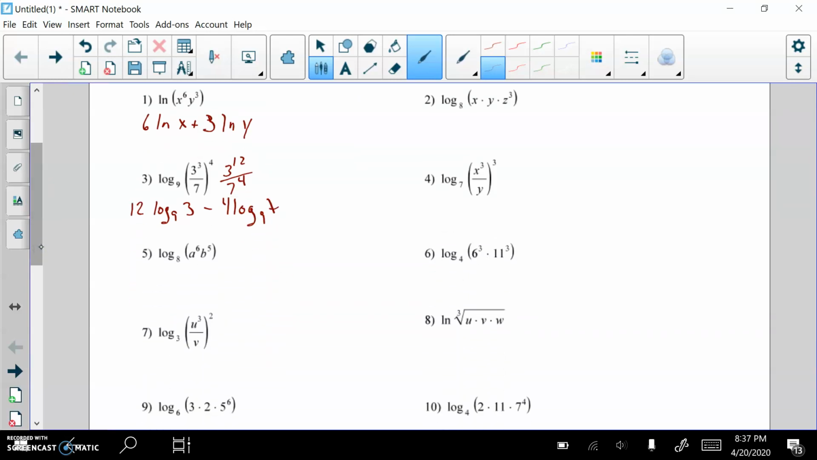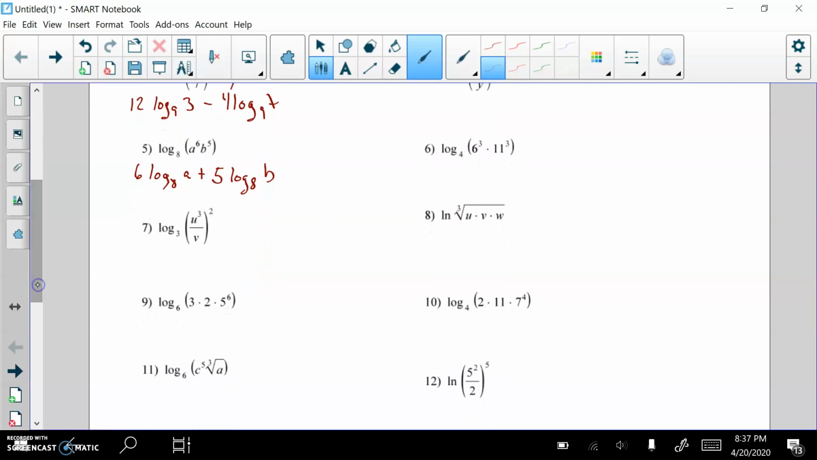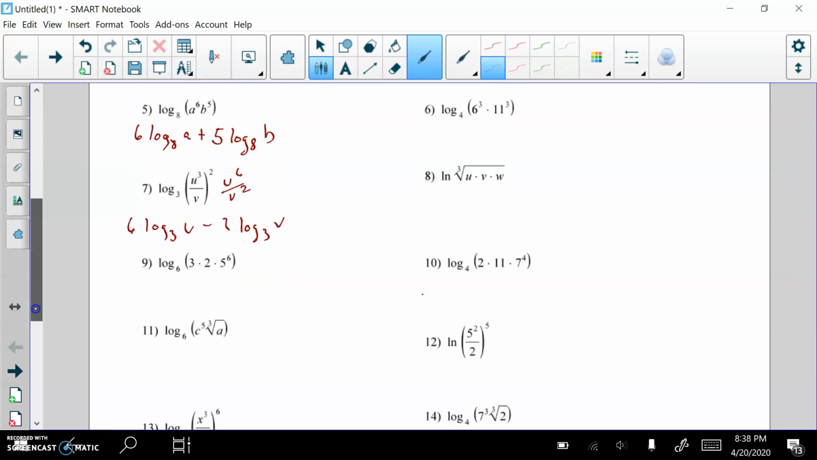Number 5, 6 log base 8 of a plus 5 log base 8 of b. Number 7, I like on these questions where there's an exponent above everything to just rewrite that as such. So 6 log base 3 of u minus 2 log base 3 of v.